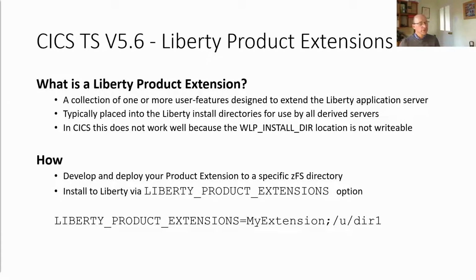So instead, we've got this new Liberty CICS environment variable, the Liberty product extensions option. And you can set the Liberty product extensions option as shown. That, for instance, would set Liberty product extensions to my extension;/u/dir. So the /u/dir would be the location, and the name of your product extension would be my extension.